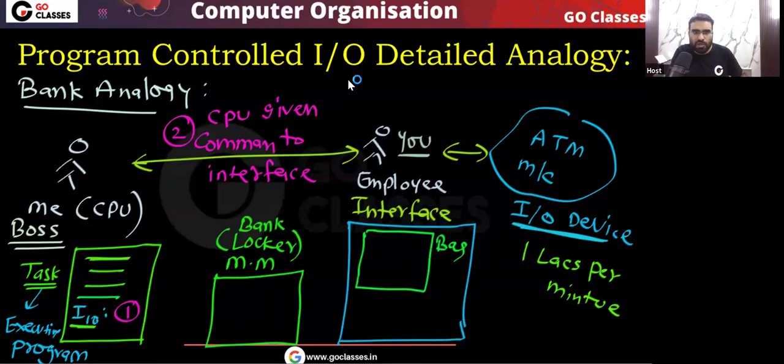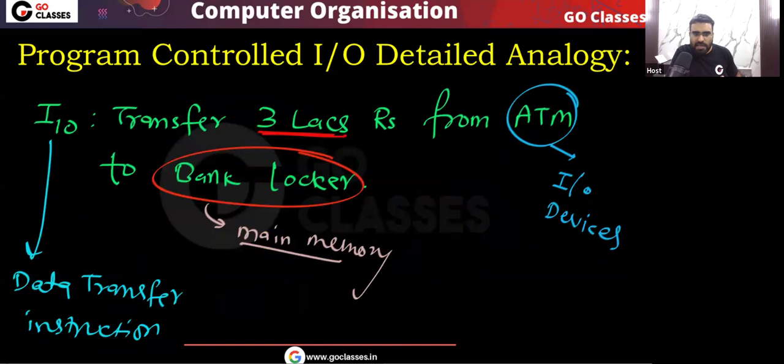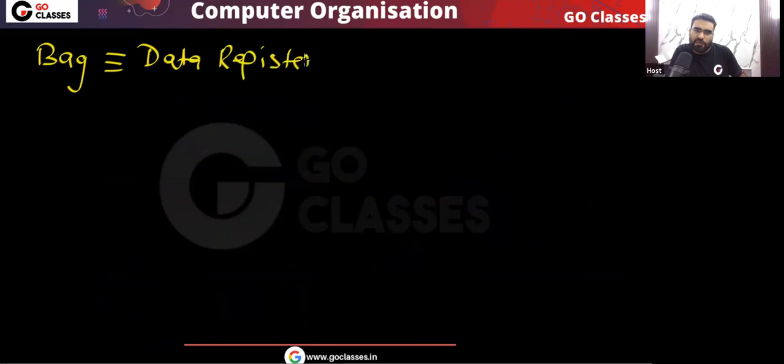So in this analogy, what is this bag? This bag is your buffer. Yes or no? That is your data register. So remember, this bag is your buffer. In this analogy, this bag is the buffer. This is your data register in the interface, or you can call it buffer. Correct? So this bag is your data register, or I can say buffer.